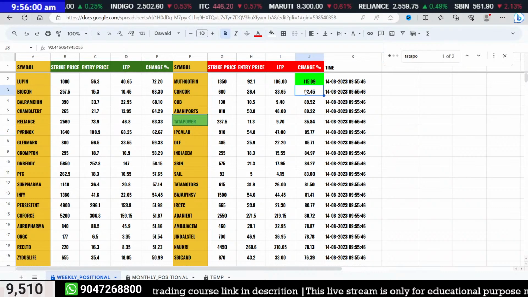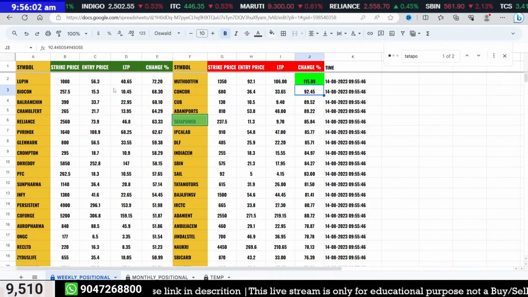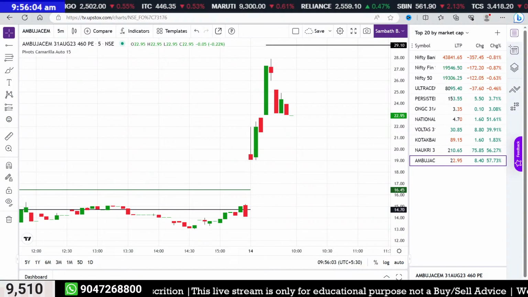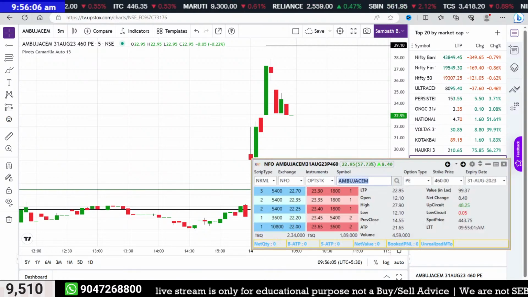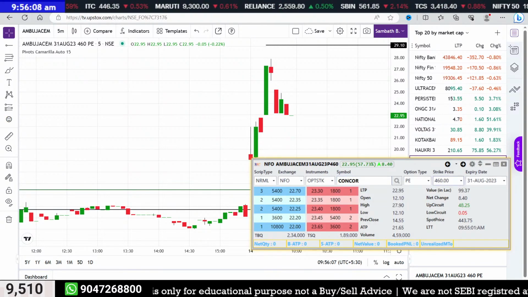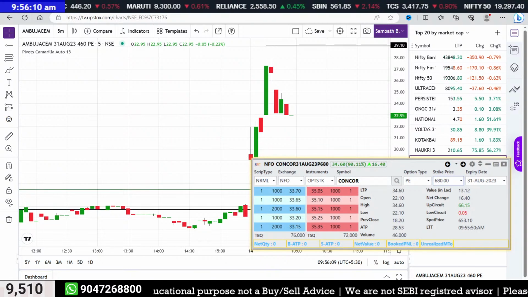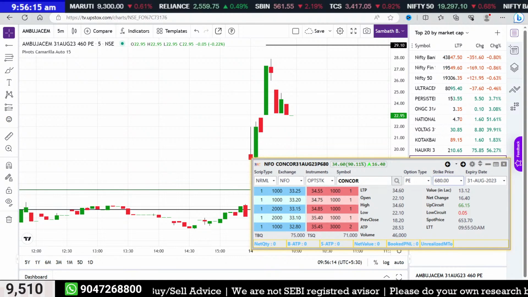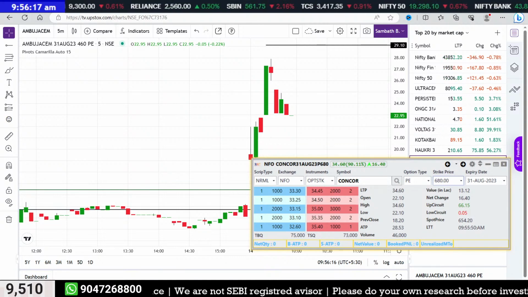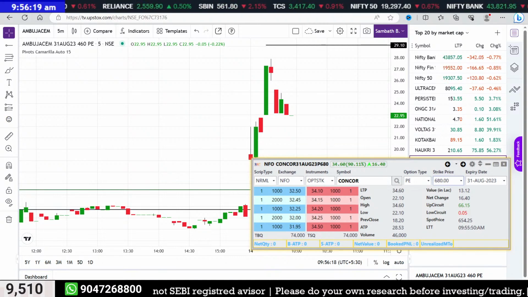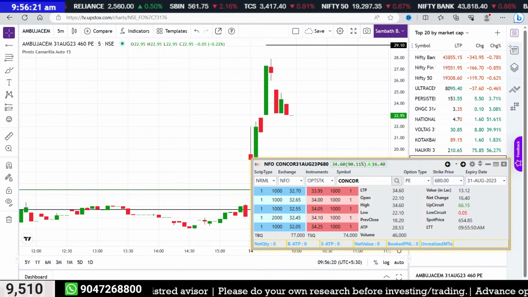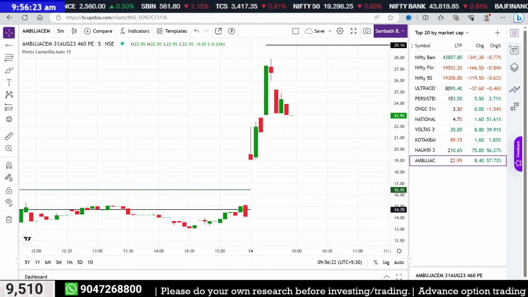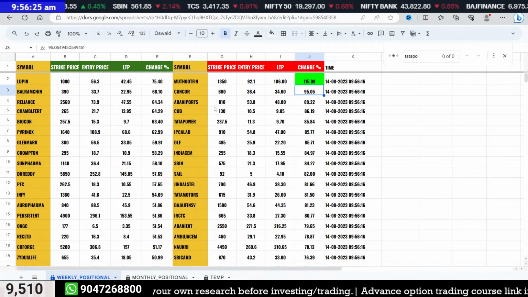Container Corporation is coming into the scanner on the put side, 680. Let me check that the option is liquid. Concor 680, the volume is 46,000, it looks good. With a lot size of 1000 rupees, the gap from 33 to 34.1 is not a big one. 34.6 is the previous high, that is the day high. So maybe we can look at that one in our scanner also.